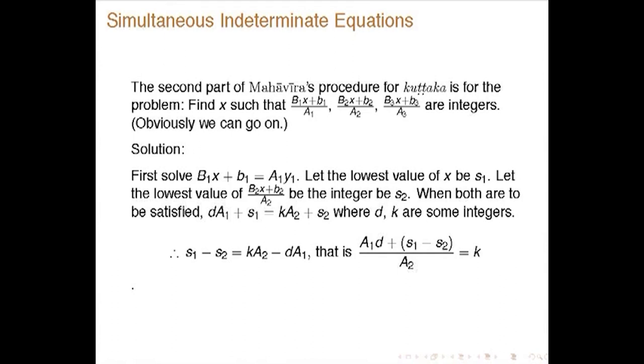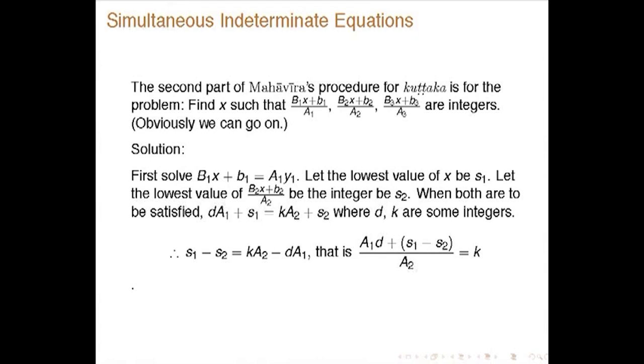Solve the first equation, we have already given the procedure. Let the lowest value of x be S1, and we solve the second also. The lowest solution for this, let us say, is S2. When both of them are to be satisfied, because the lowest value of the first is S1, the general value is dA1 plus S1 where d is an integer. Similarly, the general solution of the second is kA2 plus S2 where k is an integer. So from this you get S1 minus S2 is equal to kA2 minus dA1, that is, (A1 d plus S1 minus S2) by A2 is equal to k.